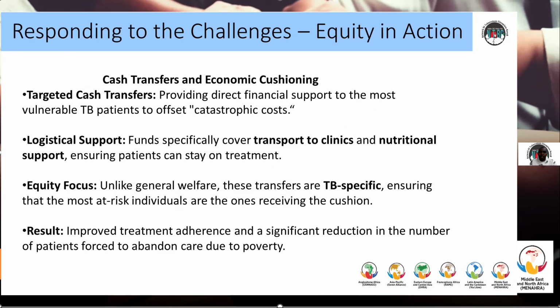So again, responding to the challenge about cash transfer, the targeted cash transfer is providing direct financial support to the most vulnerable TB patients to offset catastrophic cost. But still, it's not enough because it is focusing on those that are DRTB, which is a portion. We have more than 122,000 Kenyans that are having DSTB that we think should also benefit in such an initiative.